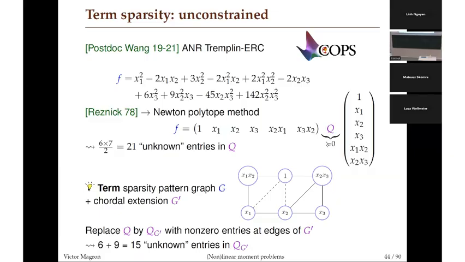Also, I will talk a bit about symmetry adapted bases. If you have a symmetric problem in addition to being sparse, then you should basically take as nodes the polynomials of your symmetry adapted basis.